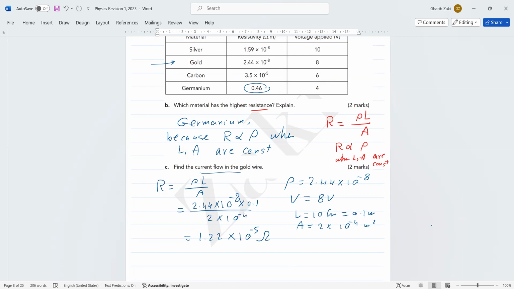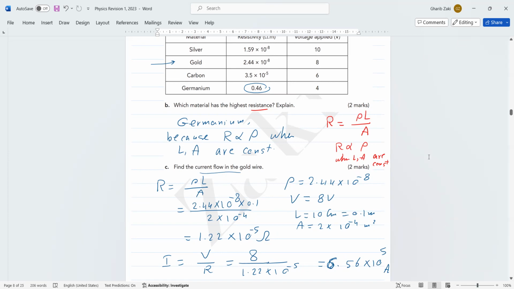Now we can get the current. The current from Ohm's law is V over R. V is given in the table, it's 8 volts, and R we got, 1.22 multiplied by 10 to the power -5. The answer by using the calculator is 6.56 multiplied by 10 to the power 5, and the unit is ampere.